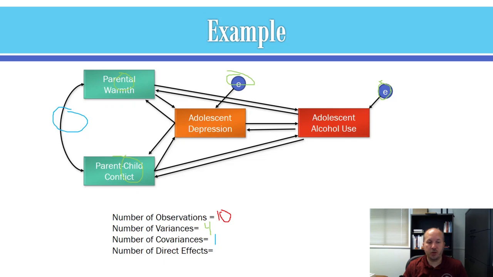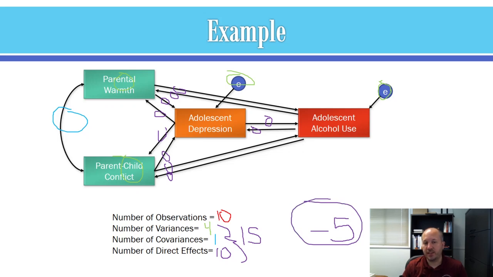And then lastly, we're going to total up our direct effects. So here we have 1, 2, 3, 4, 5, 6, 7, 8, 9, 10. So we have 10 total direct effects. And if we take our parameters and add them together, 4 plus 1 is 5, plus 10 is 15. 10 minus 15 gives us negative 5. So now we have negative degrees of freedom, which means that our model is under-identified. There are too many parameters for the observations.